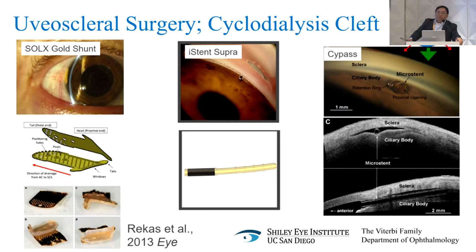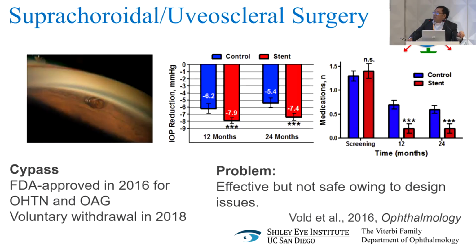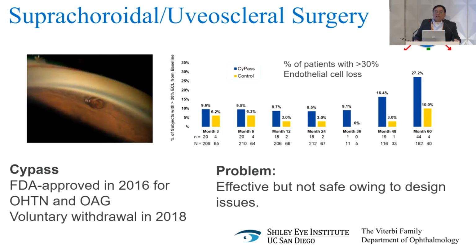And then we have the CyPass on the right, which some of you may be familiar with. The CyPass was FDA approved in 2016 for lowering pressure. It's an implant that's stuck into the suprachoroidal space to create that cleft. IOP did drop. Patients got off their medicines a little bit, but okay, mystery number one: it's not that strong. It's like trabecular MIGS. I thought we were supposed to be dealing with hypotony here. Kind of weird, but we never really had the time to figure it out.